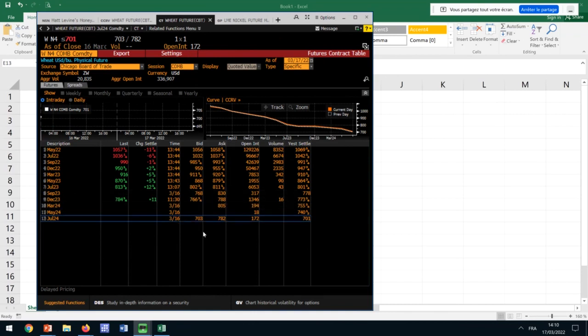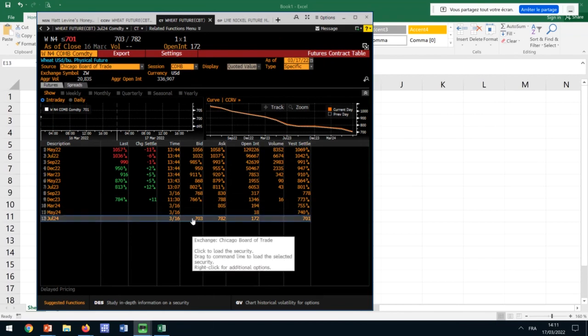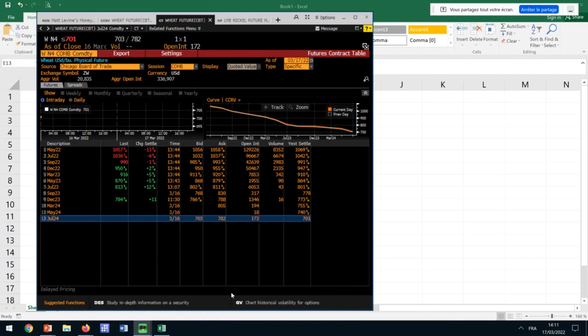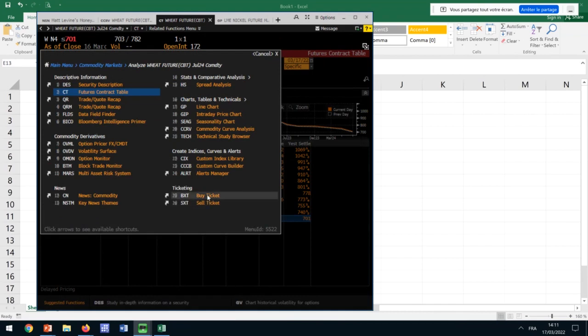So these are the prices at which this guy is willing to buy in July 24. He's offering me a contract where I can sell at that price. If I'm interested in selling at this price and know that this guy is interested in buying at this price, I click on this thing. Right click for additional options. That's what I just did already. Anyhow, buy ticket. Here we go.